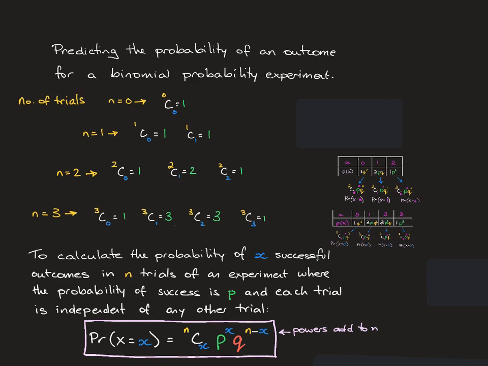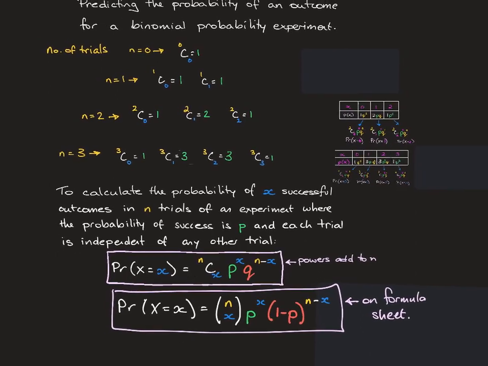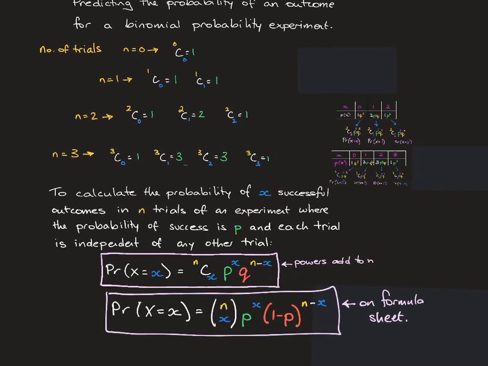So this is an important formula, and this is a formula that you need to know. It does appear on the formula sheet, and it looks like this. And I'll show you how to calculate NCR or NCX here. You'll see that they've got it written in a different format on the formula sheet. So they've just replaced the C with these 2 curved brackets. It means exactly the same thing. And I'll show you how to calculate it by hand as well as using your CAS in the next video.